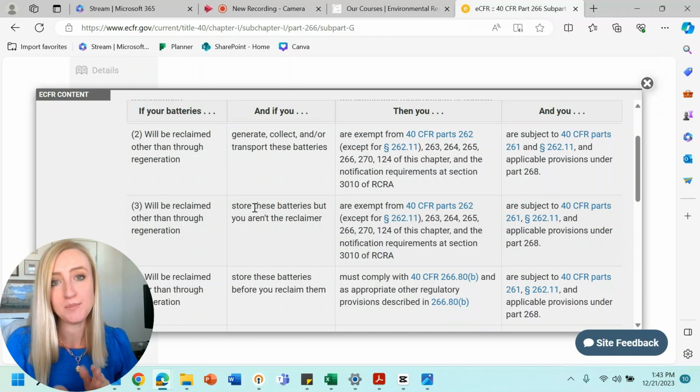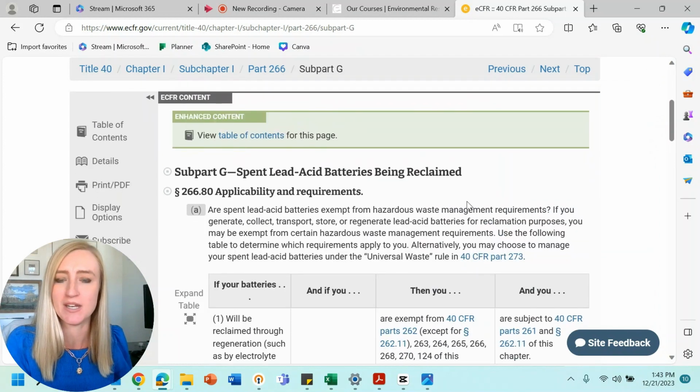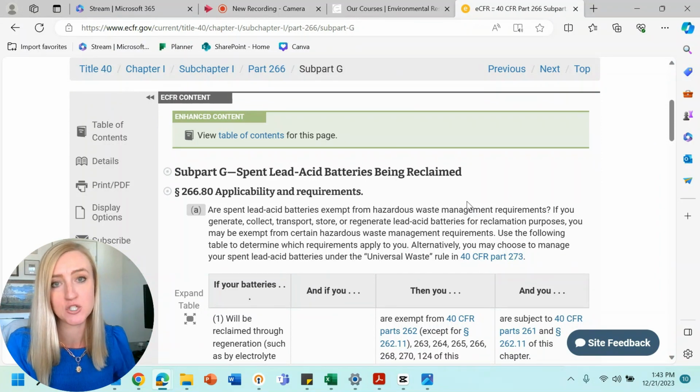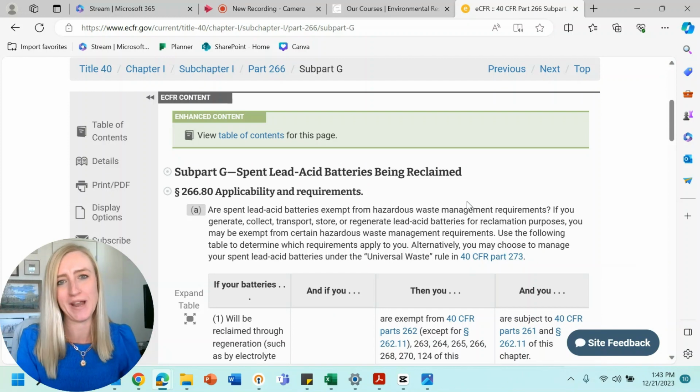So if you can manage your batteries under this subpart, and I'll just go back so you can see the regulation, this is going to be the most desirable thing. Just be sure to read through it, comply with all of the different little things you have to do, and then you are going to have so much of an easier time in your battery management program.